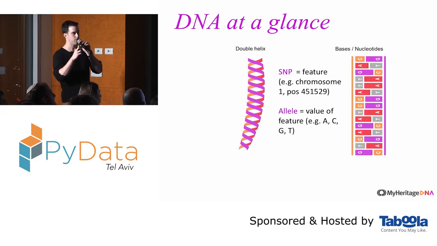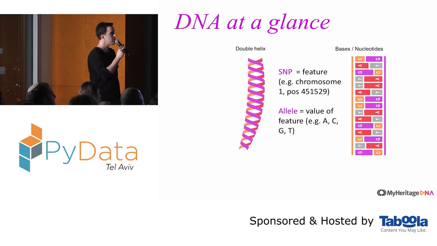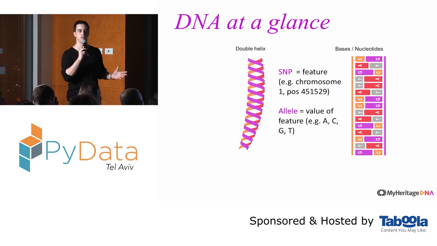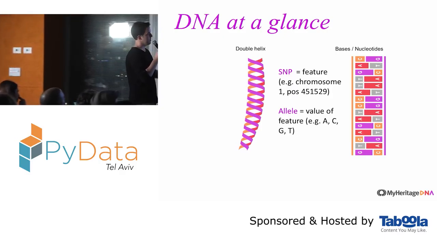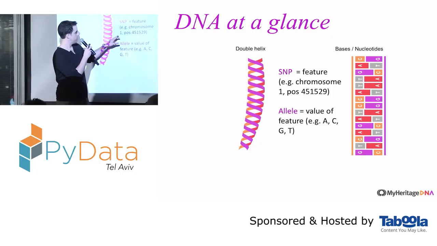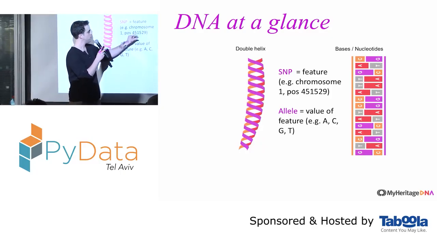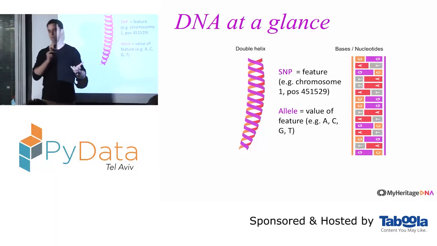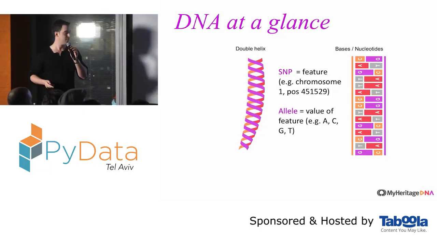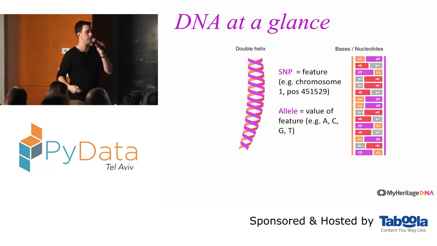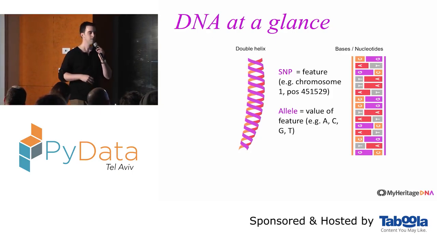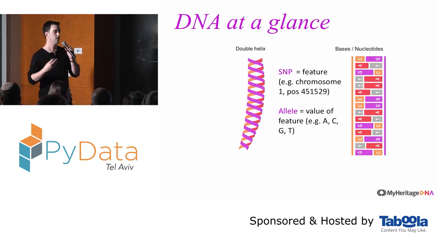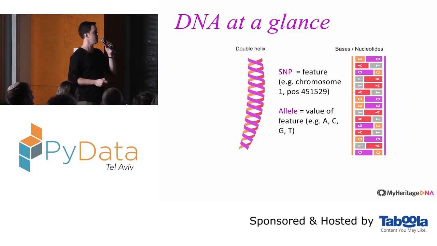And just some terminology here. When we refer to a SNP, that's essentially a feature in the model. So for example, here in this chromosome, we can say that this specific position in the chromosome is a SNP, okay? And the value of that feature is an allele, right? So a SNP is a feature, and the allele is the value of that feature as far as the model is concerned.